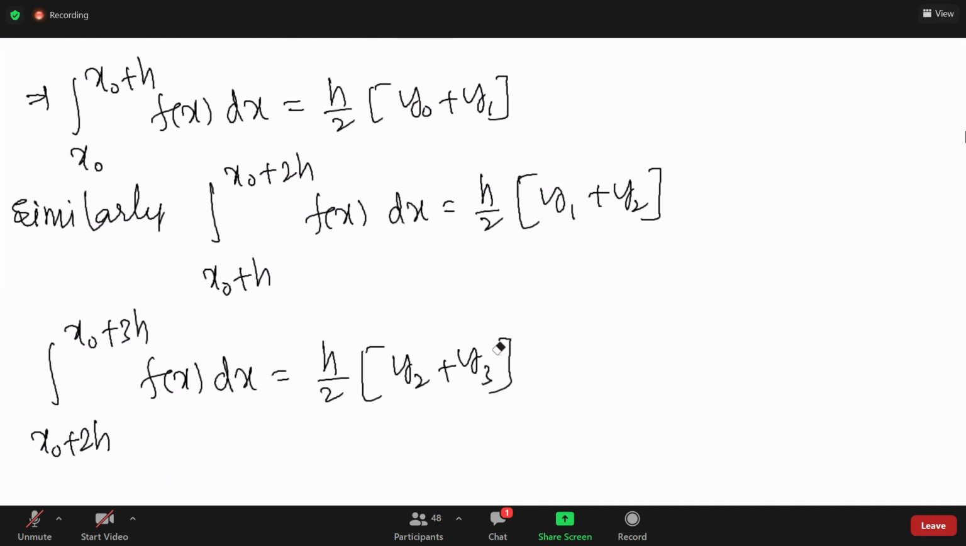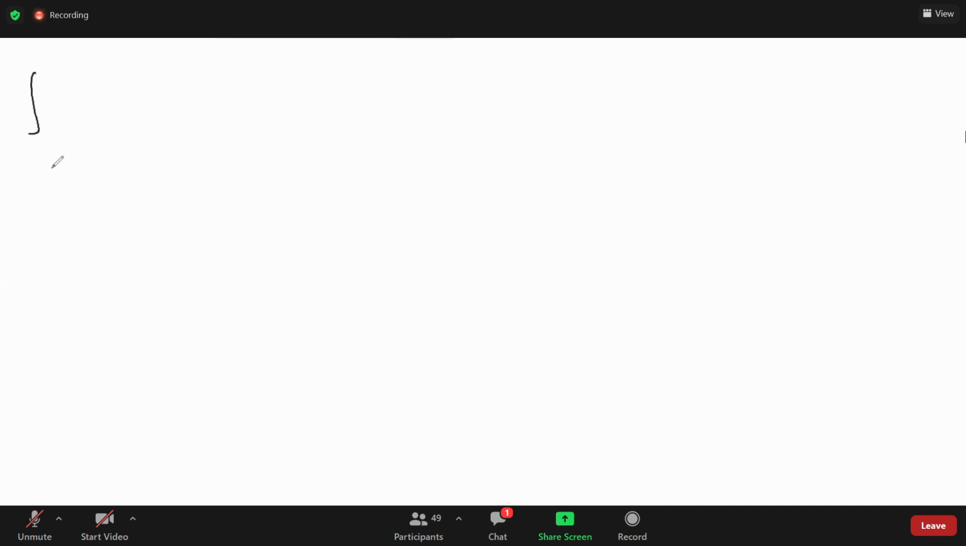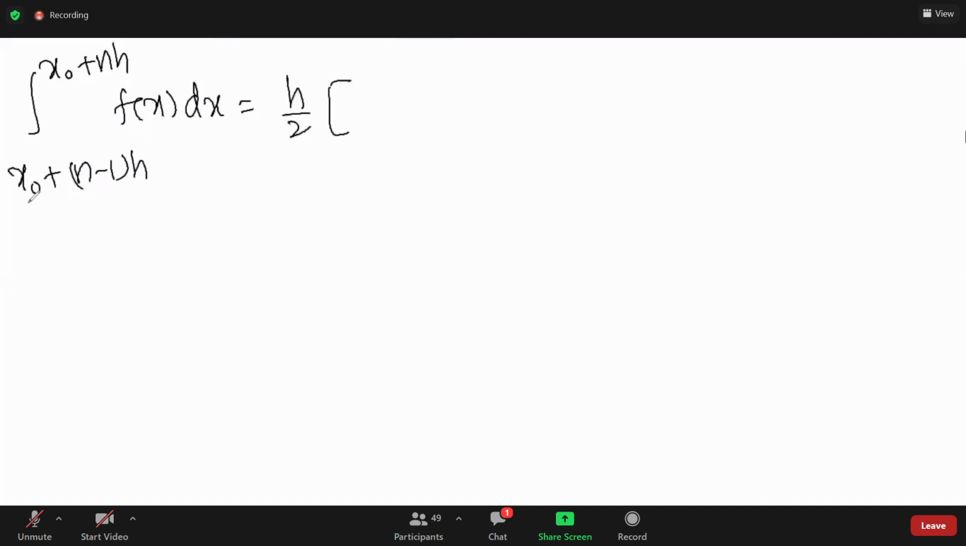And so on. For the last one, integration from x0 plus (n minus 1) into h to x0 plus nh of f of x dx is equal to h by 2 into, now tell me, this is for xn minus 1, so we get yn minus 1 plus yn.